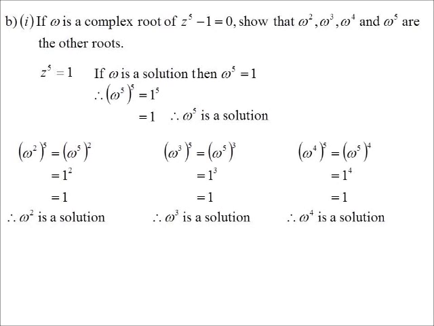And omega to the power of 4, to the power of 5, is the same as omega to the power of 5, to the power of 4. But I know omega to the power of 5 is 1. So that's 1 to the power of 4, which is 1. So omega to the power of 4 is a solution.